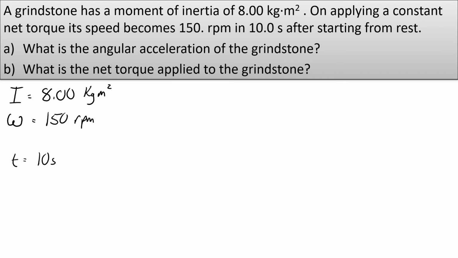And then it says you're starting from rest. So we'll call this omega f. Omega i is 0. And we're going to go rads per second because that's our goal. We want this to be rads per second. A says, what is the angular acceleration of the grindstone? So for part A, we're going to be looking for alpha. And for part B, it says, what is the net torque?